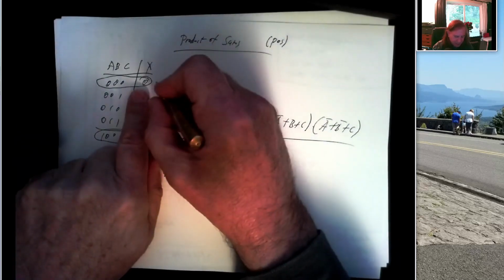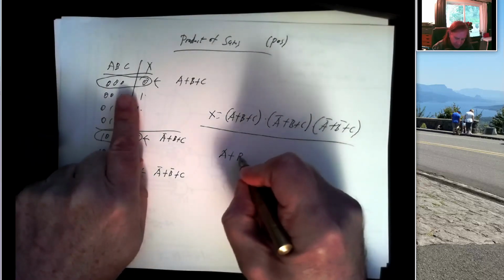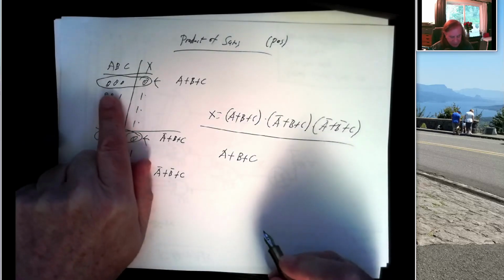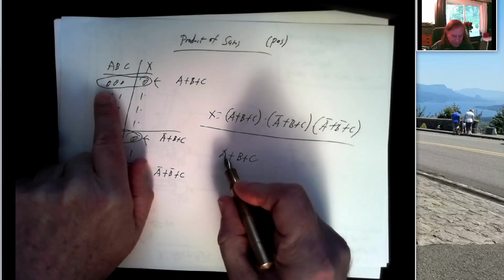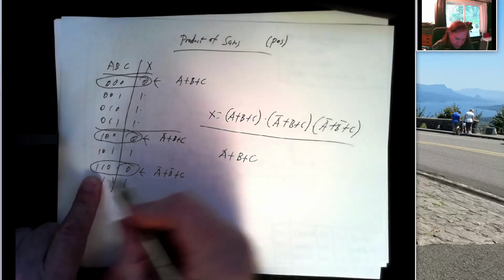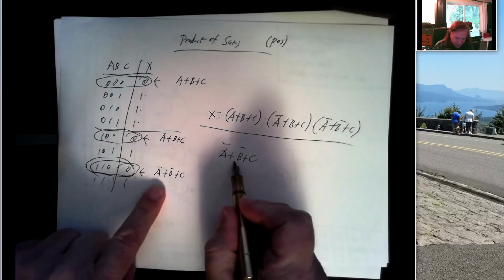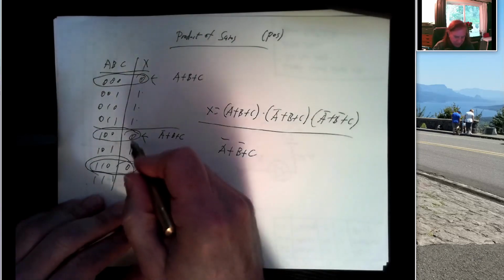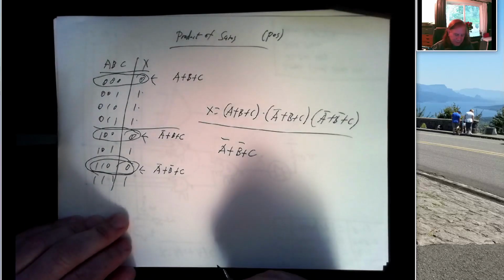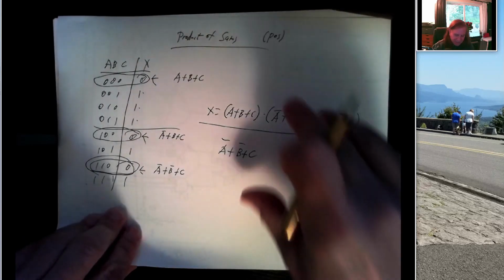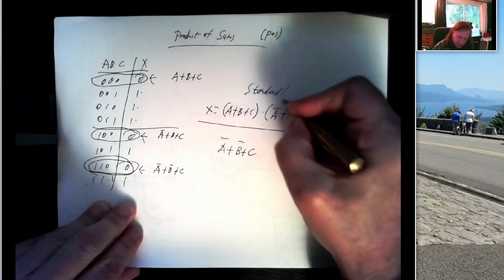And the rule is, look at all the places where we have a 0 and write down some combination of A or B or C. But here the rule is, if our variable has a 0, we leave the variable without a bar on top. If the variable is a 1, we put a bar on top. So this row corresponds to A bar or B bar or C. And we do that for each of these places where we have a 0, and then we take the product of those, we AND them together. That's our POS expression. And this is the standard or canonical form, so it's the full form.